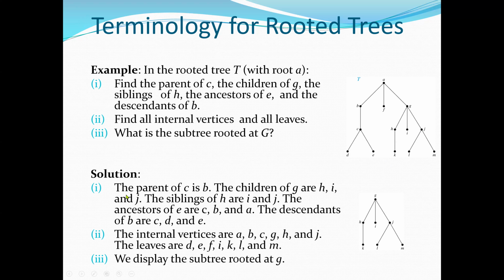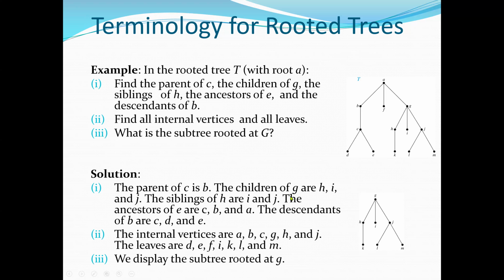So let's go through the answer one at a time here. The parent of C is B, as we said. The children of G, which is here, are H, I, and also J. We have 3: H, I, J. Now the siblings of H will be I and J because this is H, I, and J. Siblings means all the vertices are the same level.